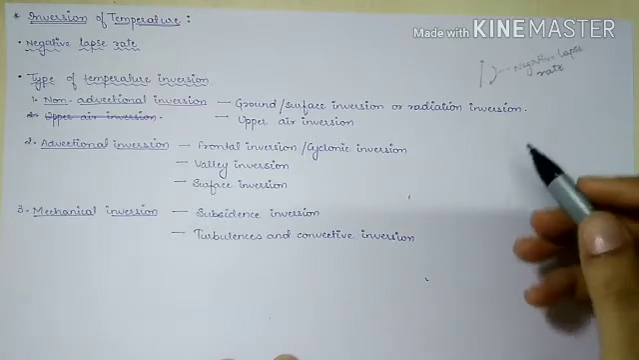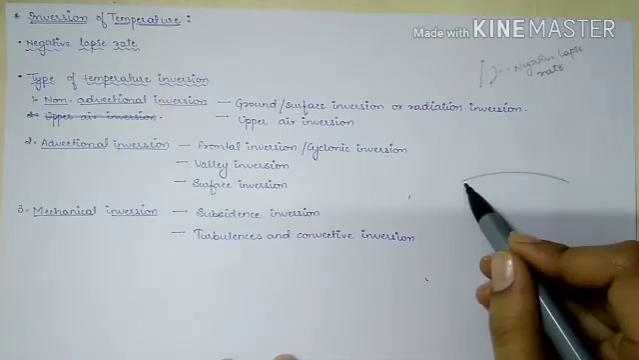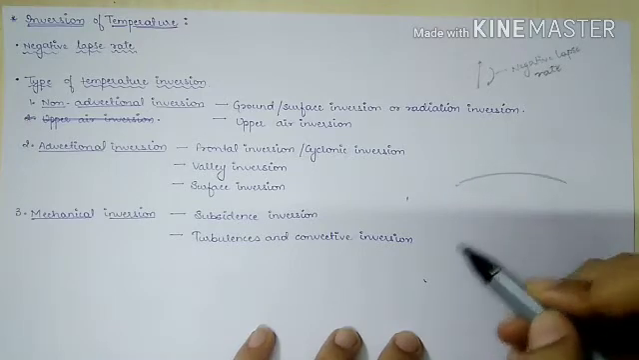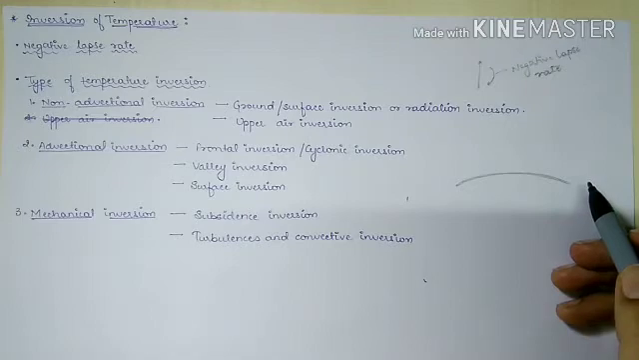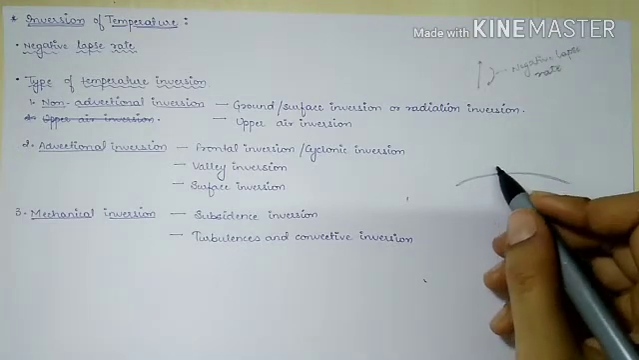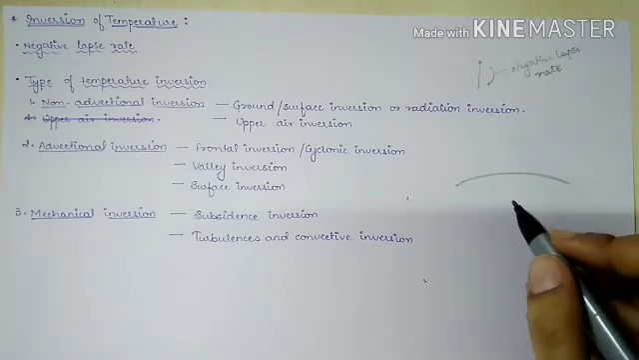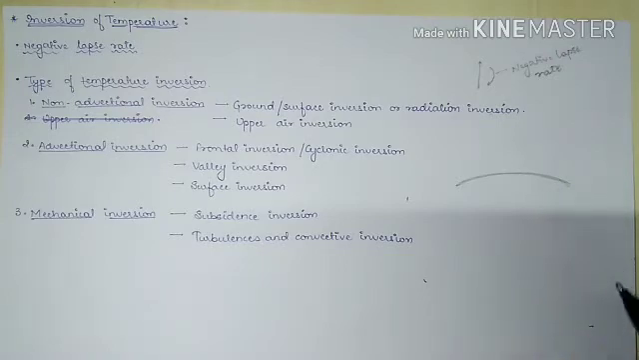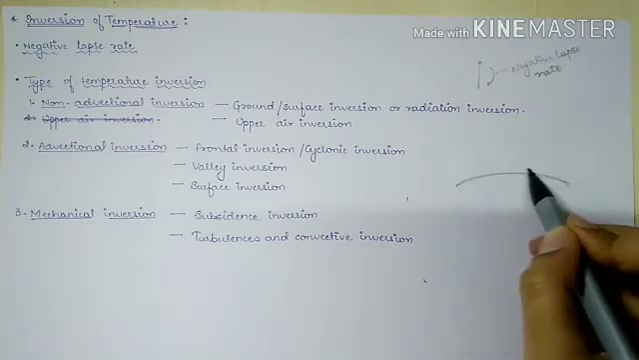Here, simply what happens, this inversion is caused during long cold nights in snow covered regions. So we have snow covered regions in mid or high latitude areas, and we have long cold nights. Because of it, there is excessive cooling of the ground due to rapid loss of heat from the ground surface. And how does the ground surface lose its heat? By terrestrial radiations.